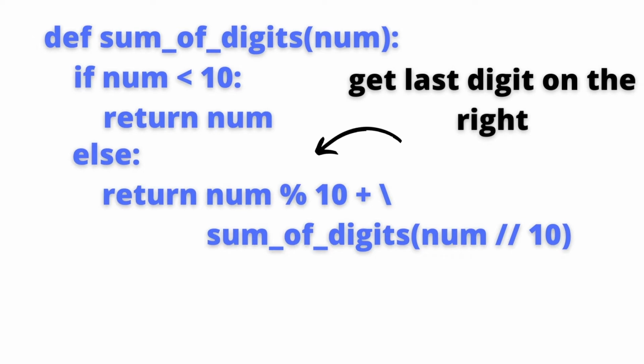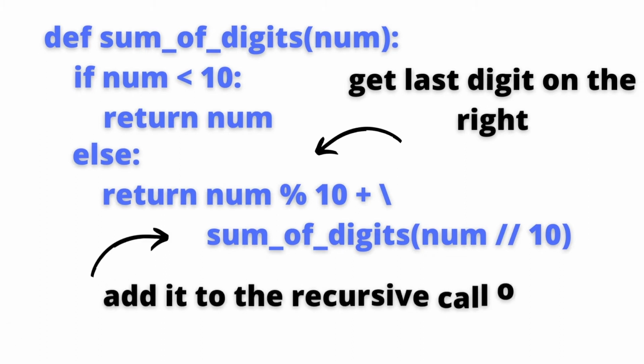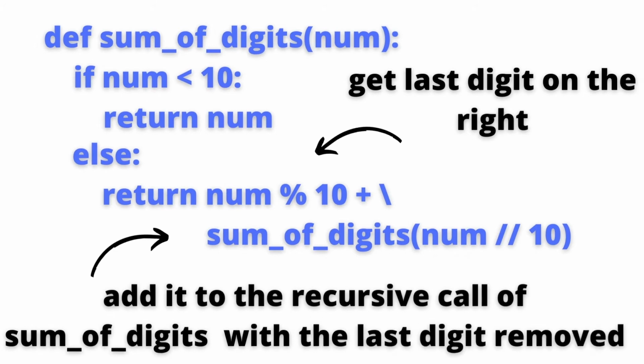Note that after the plus operator, there's a backslash. This backslash has no effect on the calculation. It simply is telling Python that the sum of digits call should be treated as if it's on the same line as the plus operator. We add this to the recursive call of sum of digits.